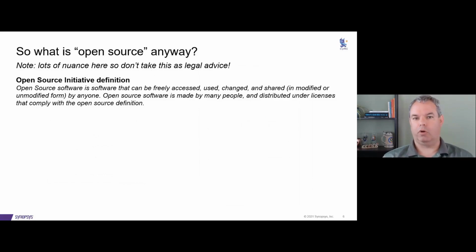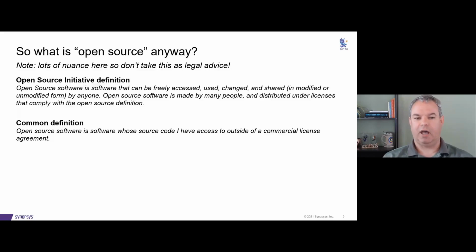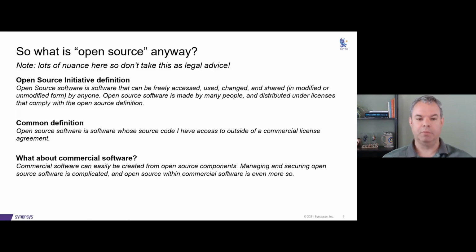Now, open source is a way in which software is developed. The OSI has a definition that basically says it's software that can be freely accessed, used, changed, and shared in modified or non-modified form by anyone. It's made by many people, distributed under licenses that comply with the open source definition, which is something that the OSI maintains. And this is true, but most people think about things just a little bit differently. The common definition that most people have is that it's software whose source code I have access to outside of a commercial license. It's probably something that is freely downloadable. And importantly, even commercial software has open source components in it.